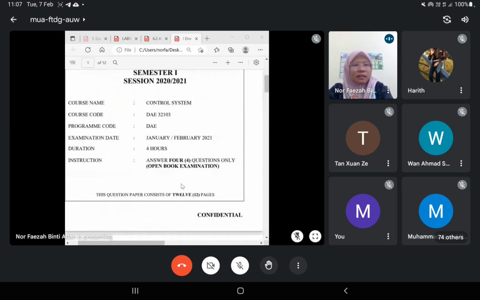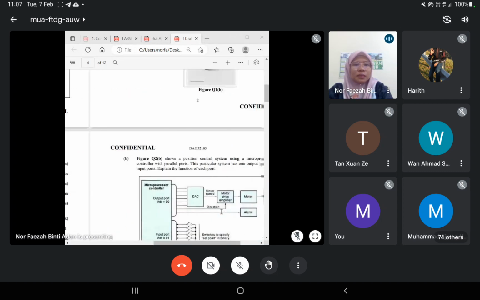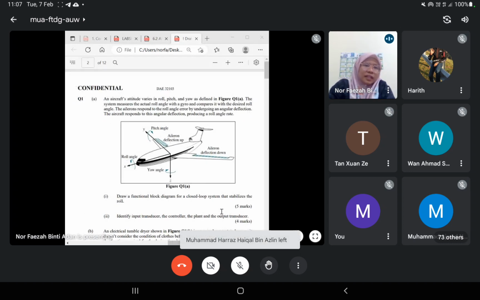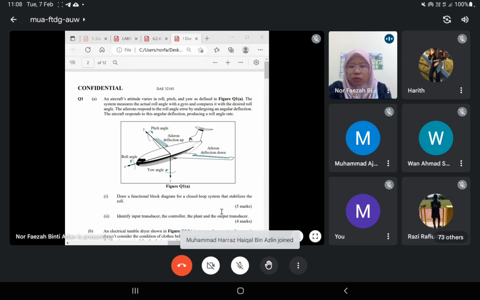So macam lari soalan ni. Oh, sekejap. Soalan dia sebelah sini. Okay, soalan 1. You are given an aircraft, okay, and you're supposed to draw a functional block diagram. So if you notice, chapter 1 is all about understanding what is open loop system and what is a closed loop system. And dalam chapter 1, you should be able to draw a block diagram of your open loop or closed loop diagram based on the system given.